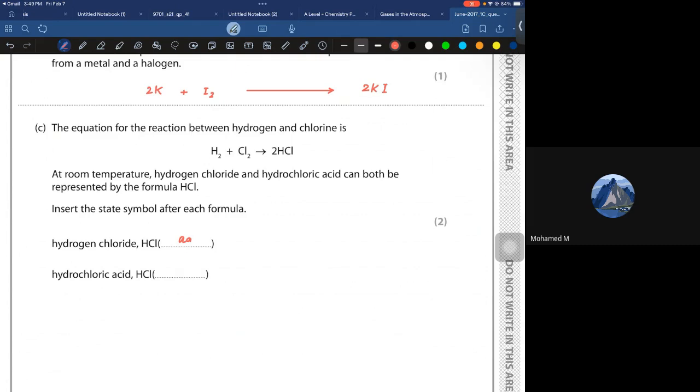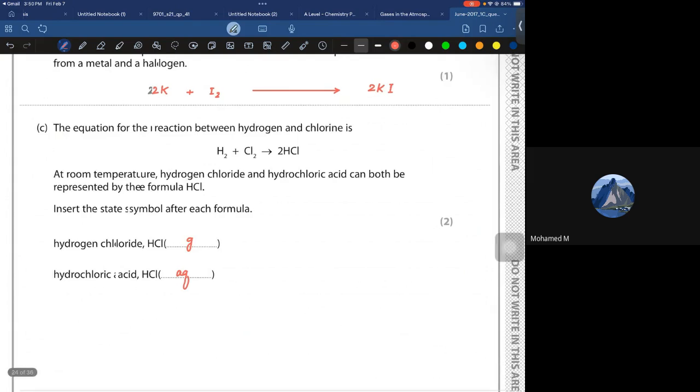Oh, it'll be liquid, aqueous. But aren't liquid and aqueous the same? Sorry, it should be gas for hydrogen chloride, and hydrochloric acid is aqueous. There is a difference between hydrogen chloride and hydrochloric acid. At room temperature, both can be represented by the formula HCl. Insert the state symbol after each formula. So you must know this.